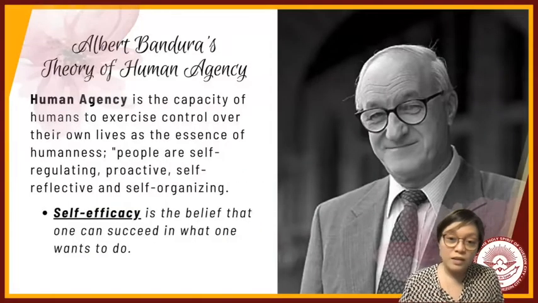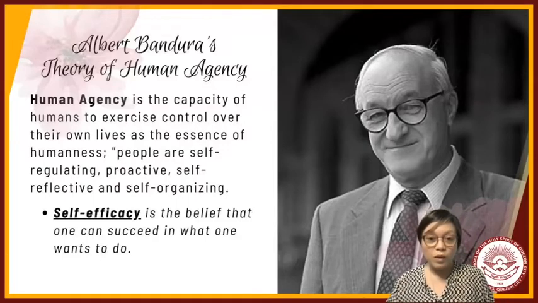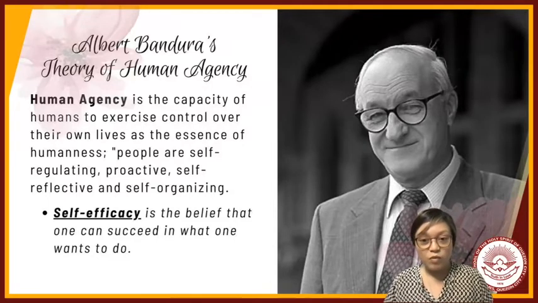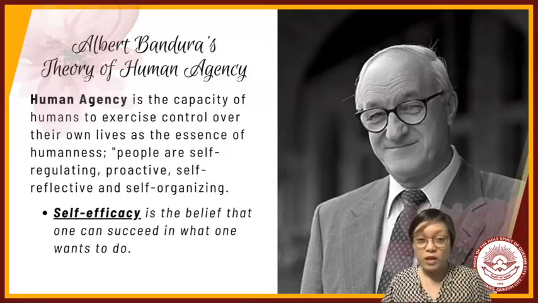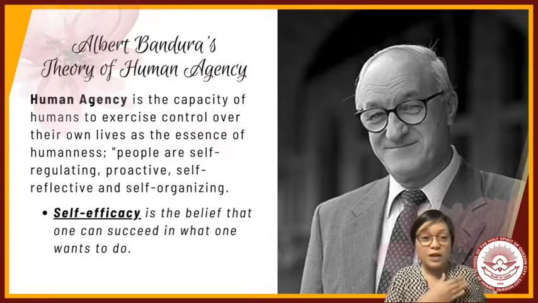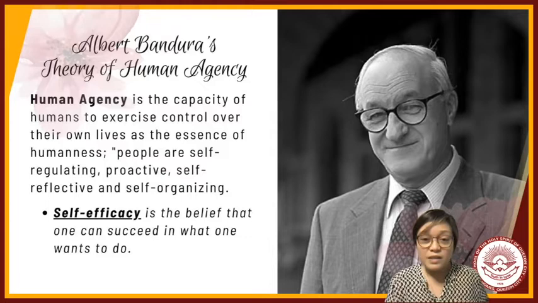Now, Albert Bandura, if you can recall that we have talked about him in the beginning in our first module when we talked about some of the different theories of personality, Albert Bandura is the theorist under the social cognitive perspective of personality theories. And he talked about the theory of human agency. Human agency, according to him, is the capacity of humans to exercise control over their own lives as the essence of their humanness. He said that people are naturally self-regulating, proactive, self-reflective, and self-organizing.